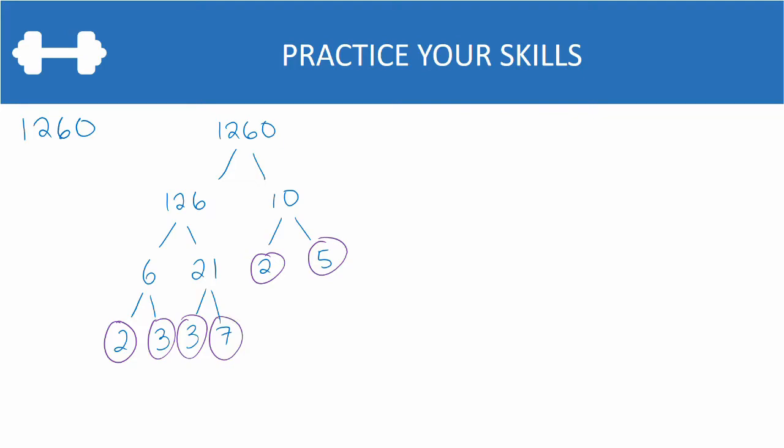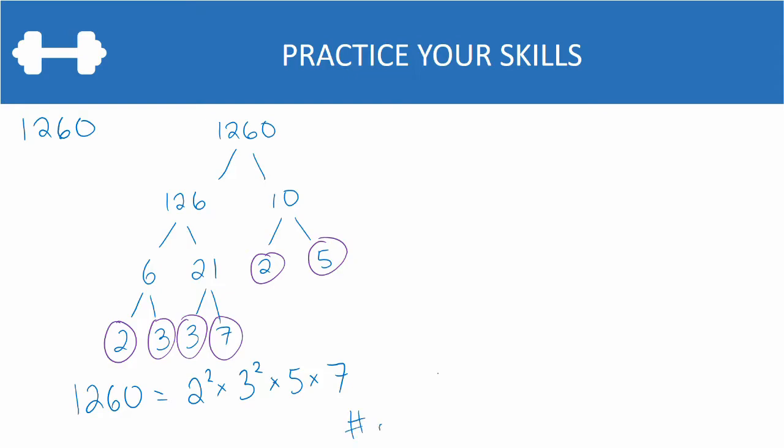And even though they're on different levels of the tree, all of those leaves, all of those circled numbers are the prime numbers that go in the prime factorization of 1260. So I'm going to write it out as 2 squared times 3 squared times 5 times 7. And that's the unique prime factorization for 1,260.